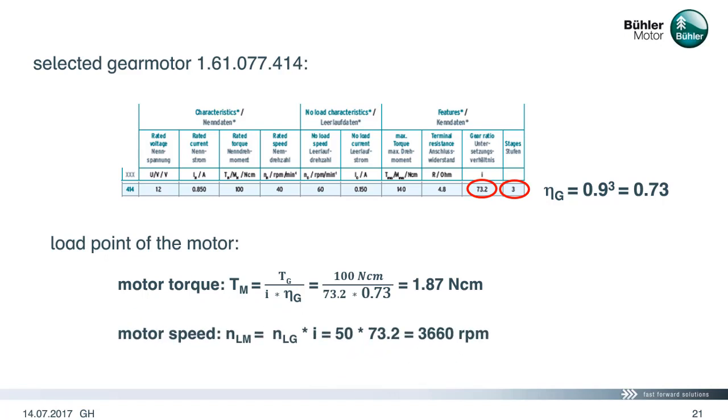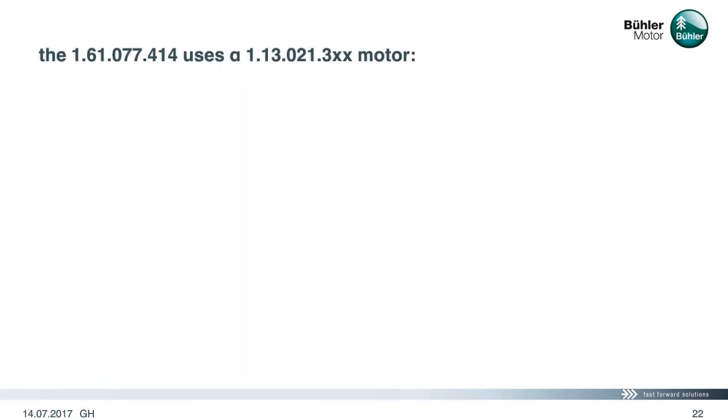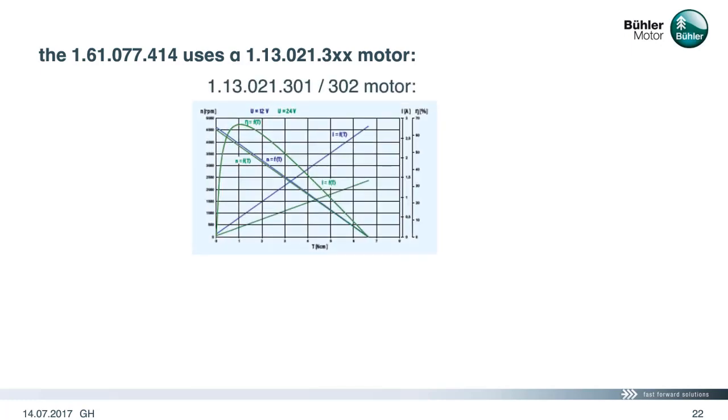The motor speed N sub Lm is N sub Lg multiplied by I, which leads to a motor speed of 3660 rpm. We know that the 161077414 gear motor uses a 13021 3XX motor, where we can look at the performance curves of 13021 301 or 302 for instance.